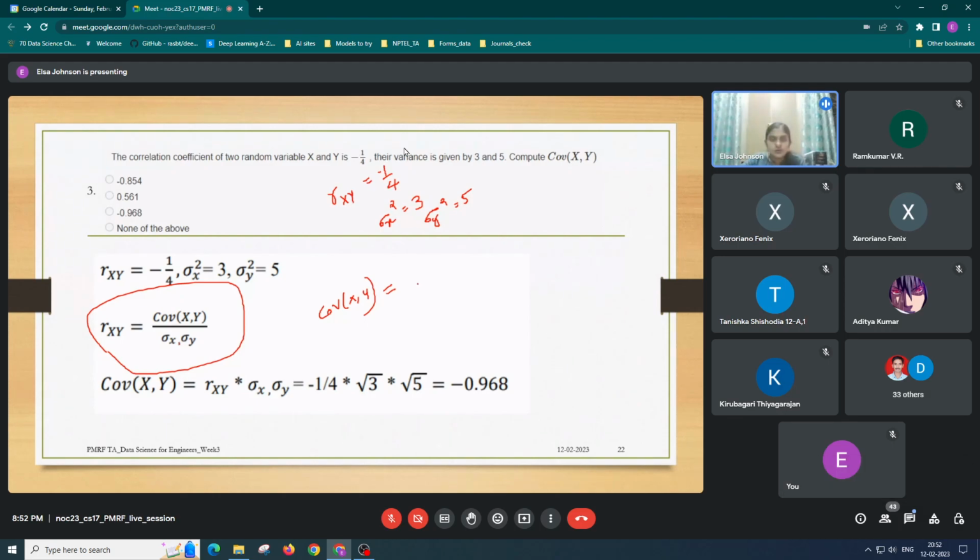So covariance of x comma y equals r of xy into sigma x into sigma y. This is the step. So it will be minus 1/4 into root 3 into root 5. Your answer will be 0.968.